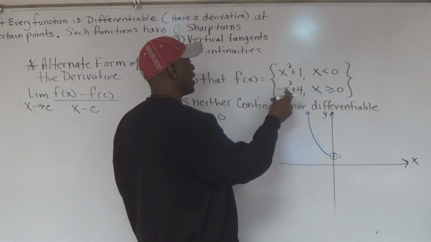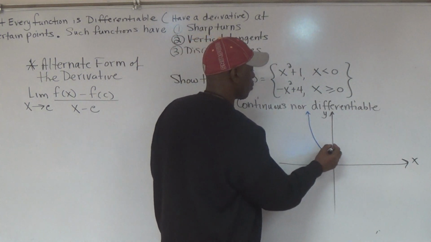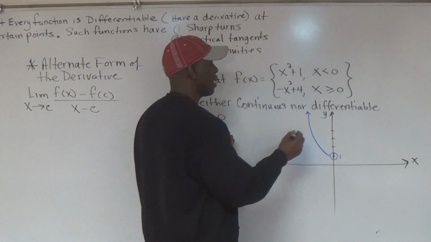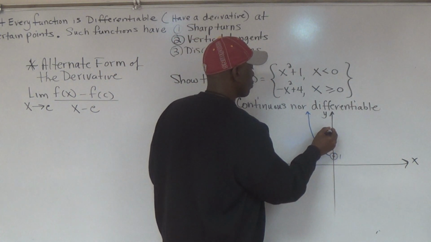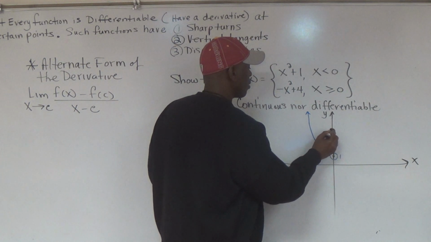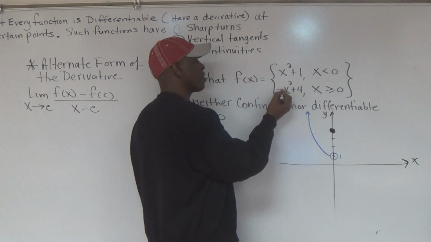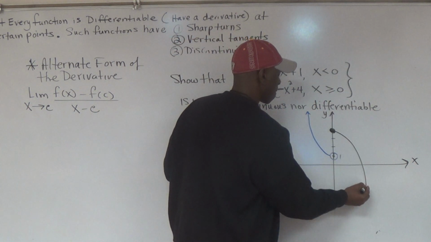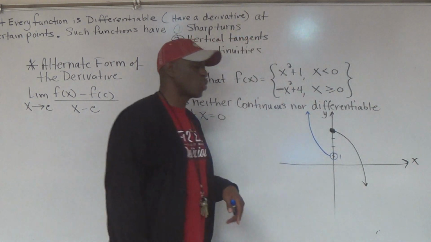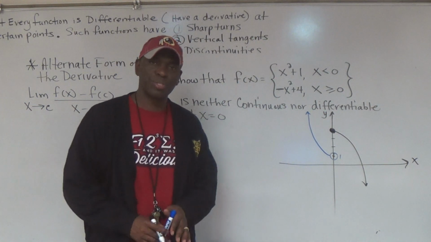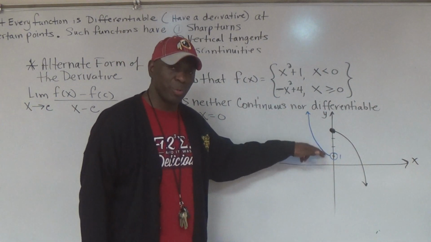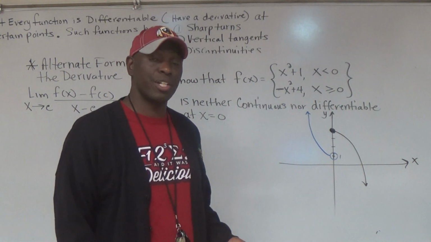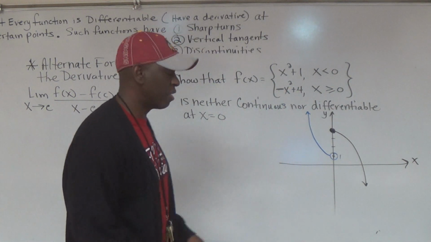And then negative x squared plus 4. So we go up 4, 1, 2, 3, 4. And at 4 we're going to have a closed circle. But this graph goes downward because it's negative. So it goes downward like this. So it's kind of obvious that it's not continuous. It's a jump discontinuity. Can we show it's not continuous? Of course we can.